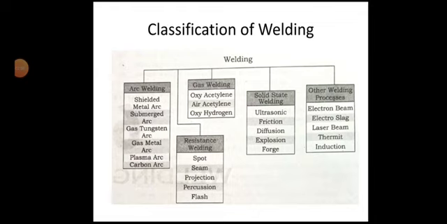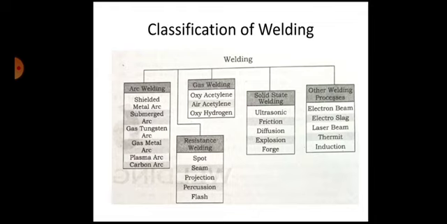Our next topic is classification of welding. Welding can be classified on the following basis. First basis, arc welding. Arc welding can again be classified as shielded metal arc welding, submerged arc welding, gas tungsten arc welding, gas metal arc welding, plasma arc welding, carbon arc welding. The second category is resistance welding. It is again classified as spot welding, seam welding, projection welding, percussion welding, and flash welding.